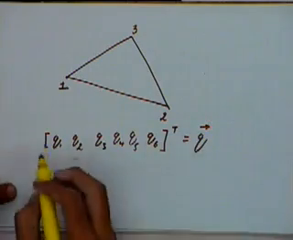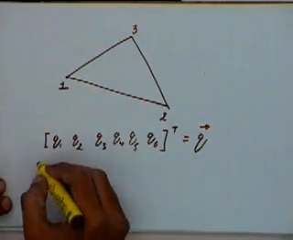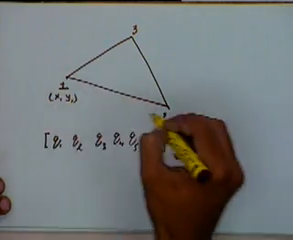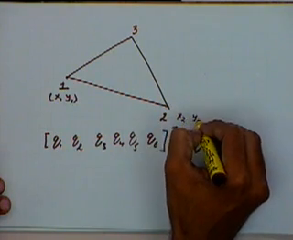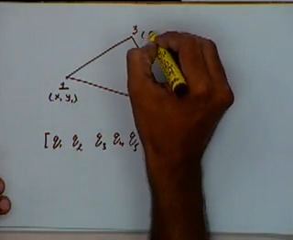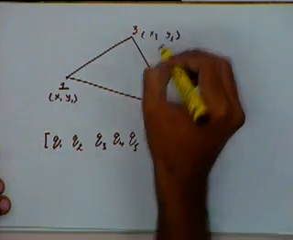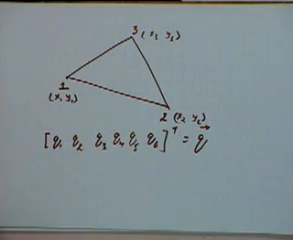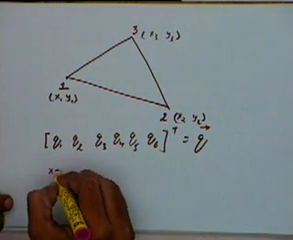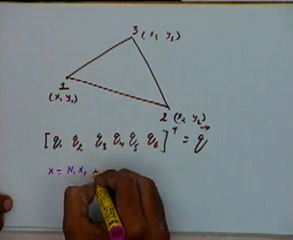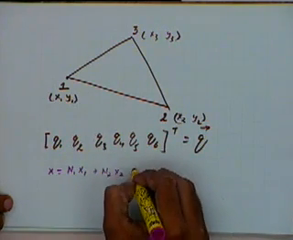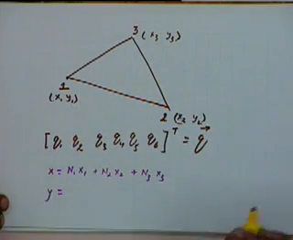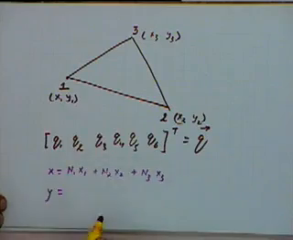That is for this element, and let's say the locations are given by x1 y1, x2 y2 and x3 y3. We have already mentioned that x will be equal to n1 x1 plus n2 x2 plus n3 x3, and similarly y will be n1 y1 plus n2 y2 and so on. That we have already seen.